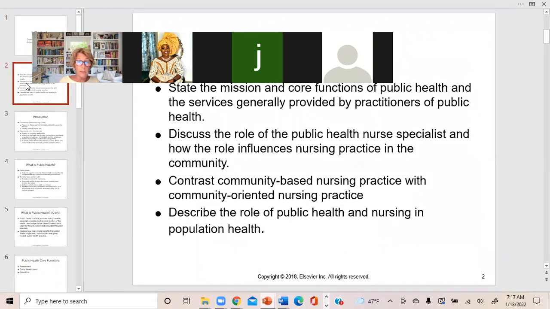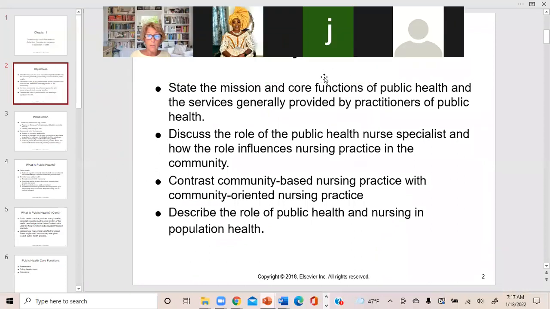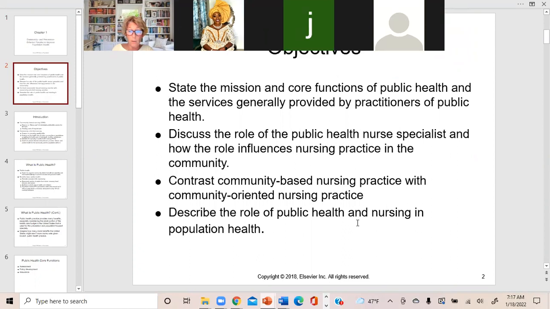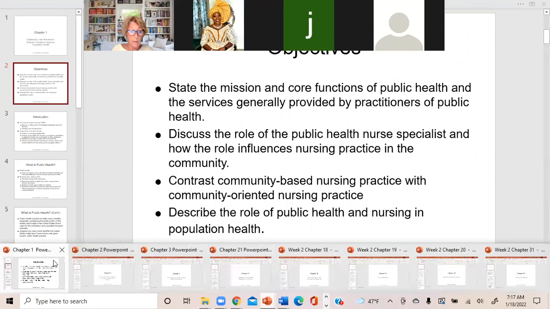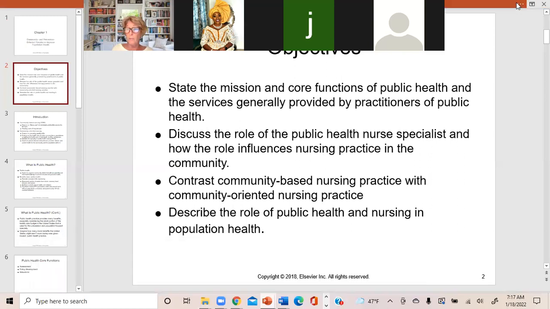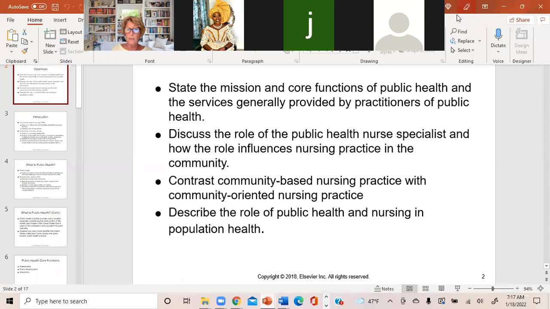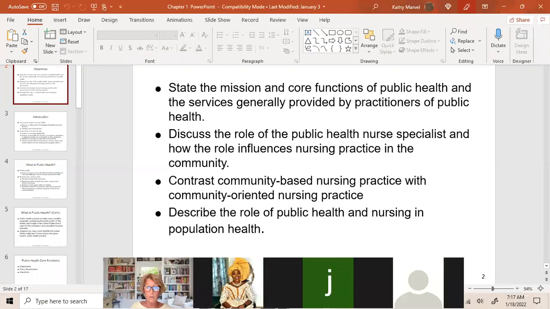Okay, so the one thing we need to know is the difference. Here's our objectives. Okay. The mission and the core functions of public health. Discuss the role of the public health nurse. Contrast community-based nursing with community-oriented nursing. All right, and then population health. So let's go into the book. Okay, because there is a, hang on one second, bear with me. There is, I need to put you guys down here.